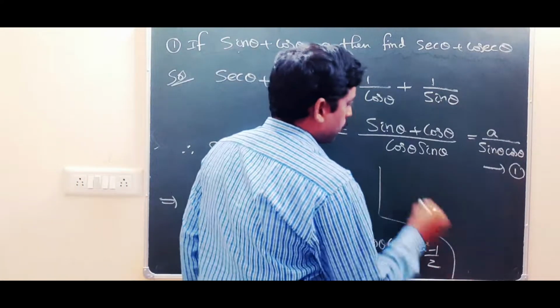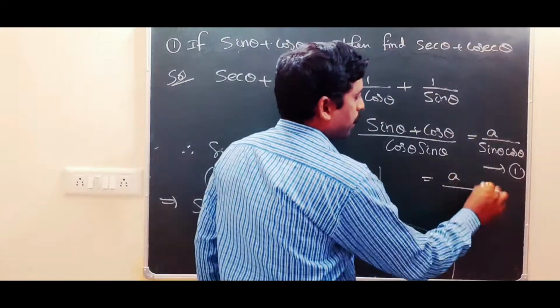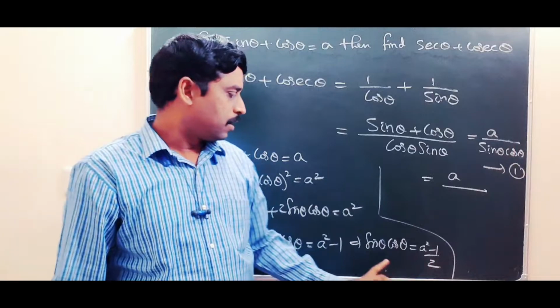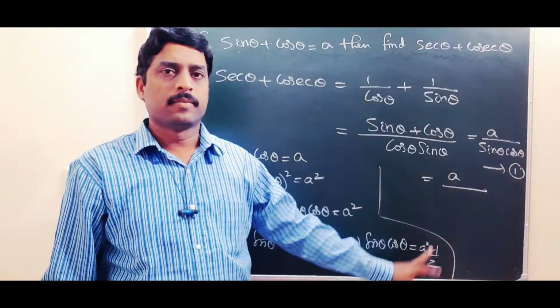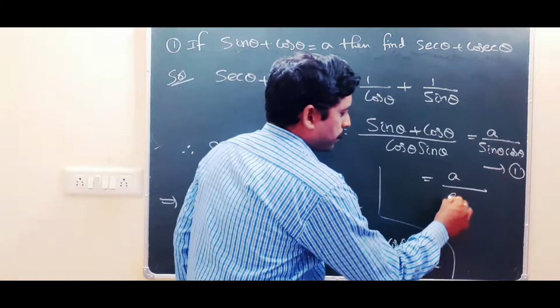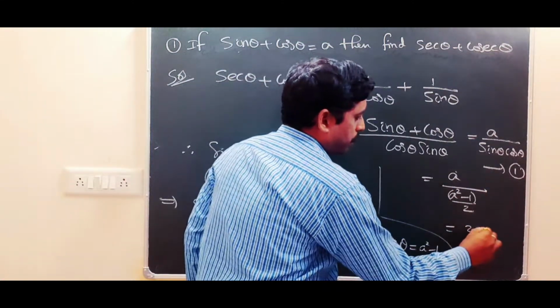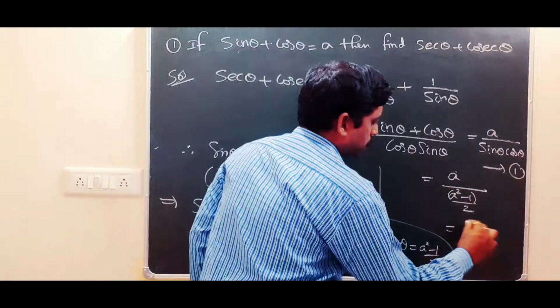But what is required? A by sin theta cos theta value. Sin theta cos theta value we already have, A square minus 1 by 2. So it will be 2A by A square minus 1. This is the answer.